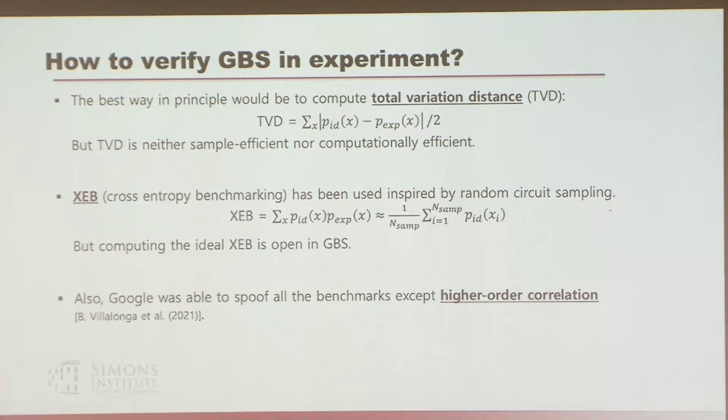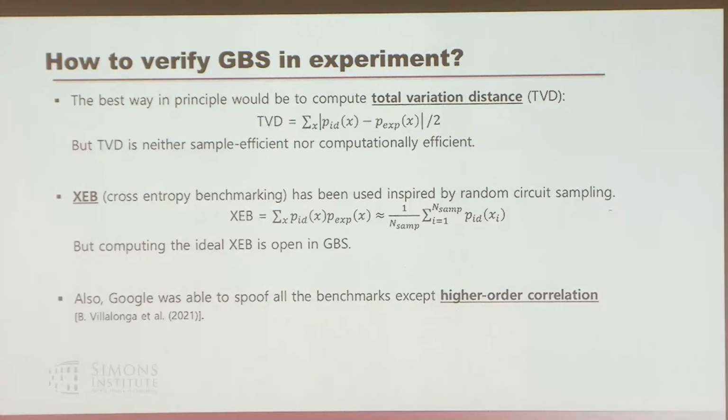But even though they provided a lot of benchmarks, a few years ago Google was able to spoof all the benchmarks Gaussian boson sampling experimentalists used to claim advantage, except one particular method, which is called high-order correlation. After this paper, high-order correlation became a really important verification method in the Gaussian boson sampling community. And how Google was able to spoof all the benchmarks was by inventing a classical heuristic algorithm. What they did was to compute local marginals, here 2-point marginals only.